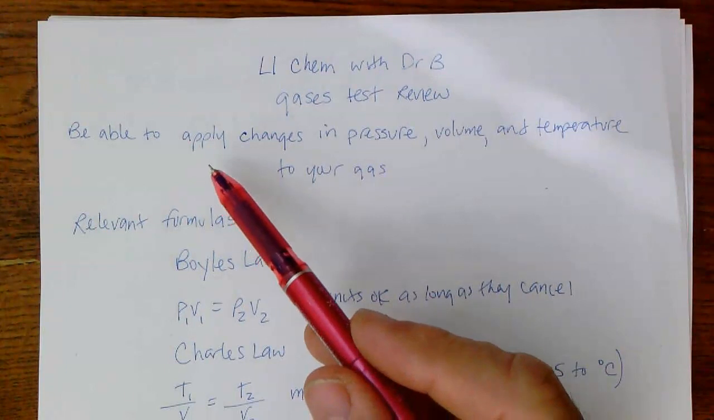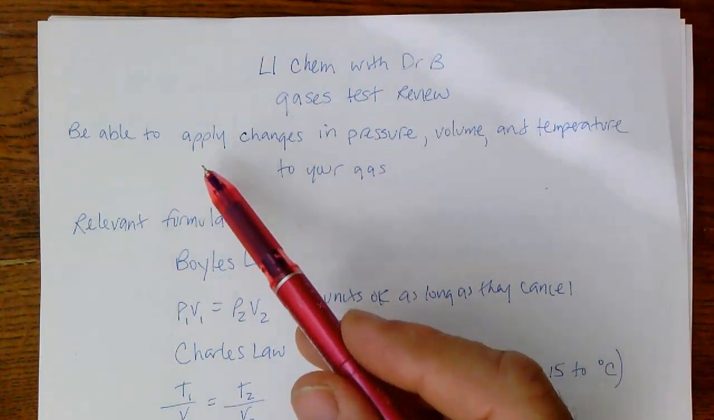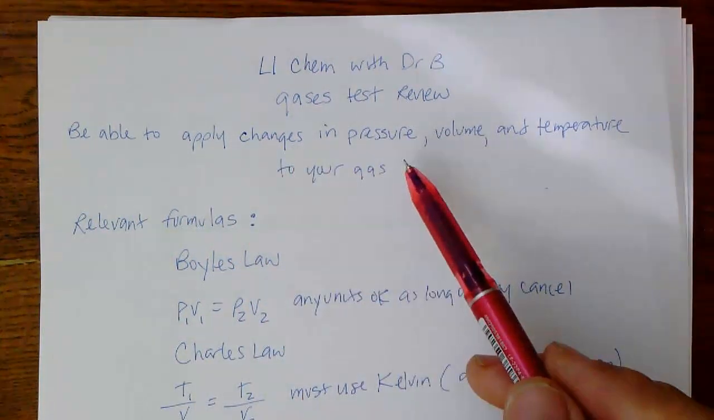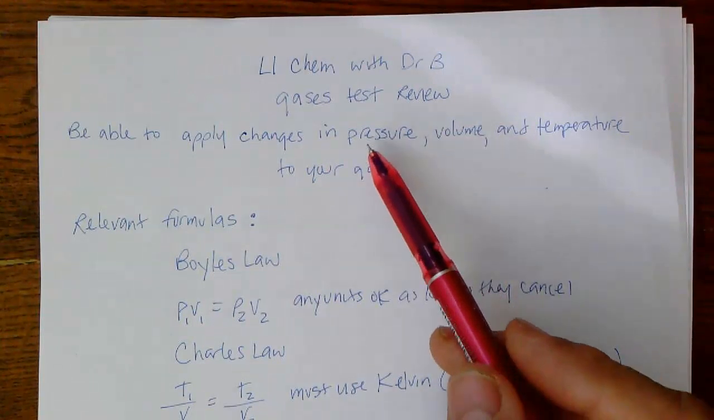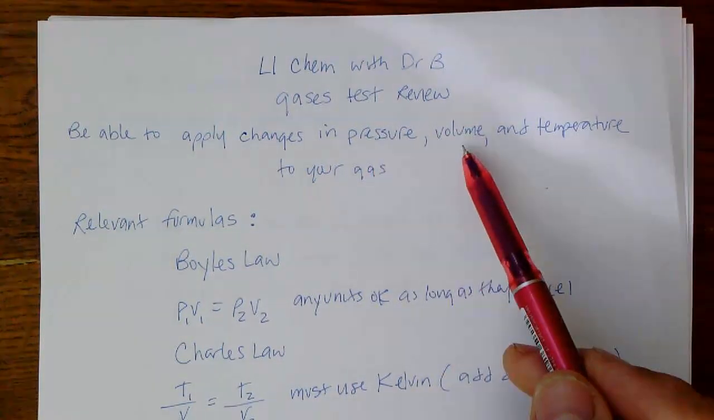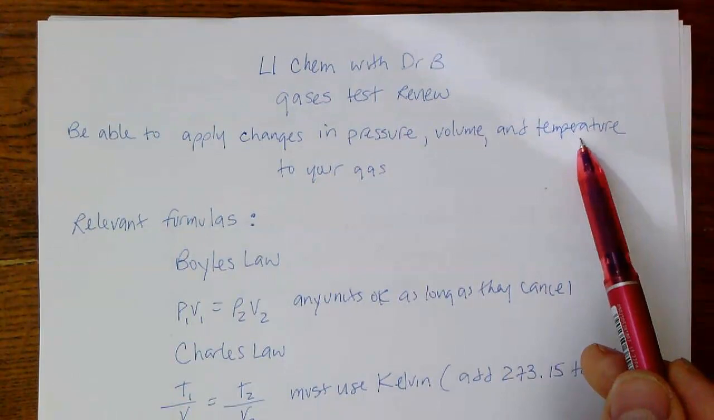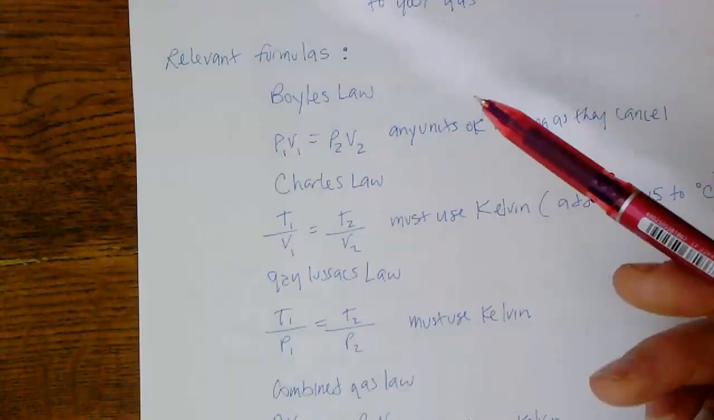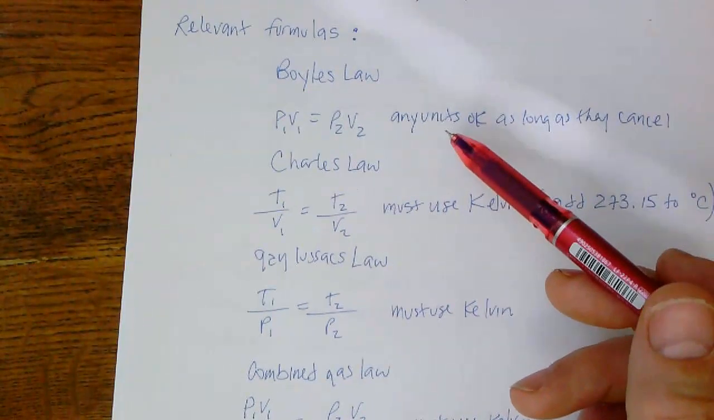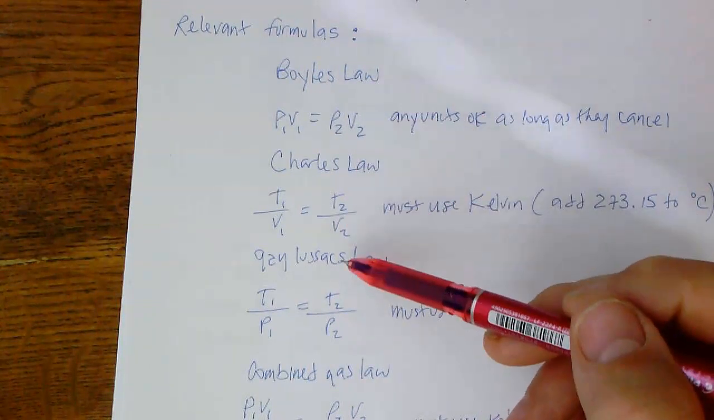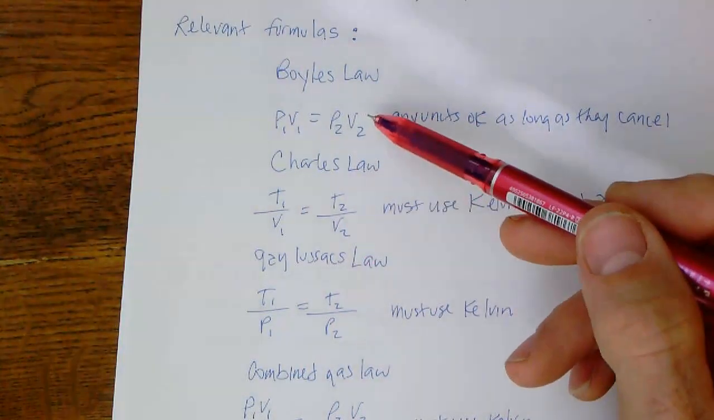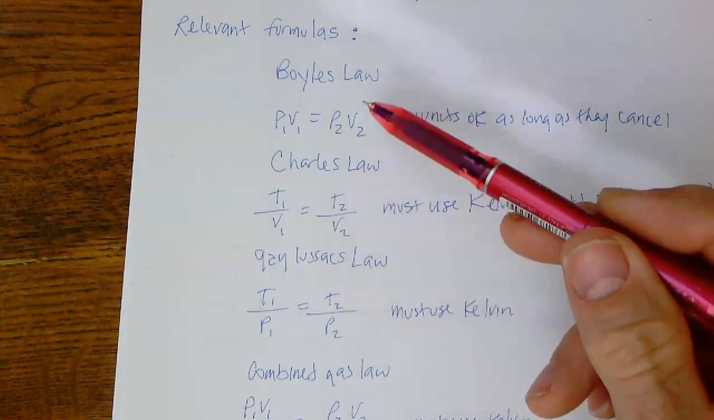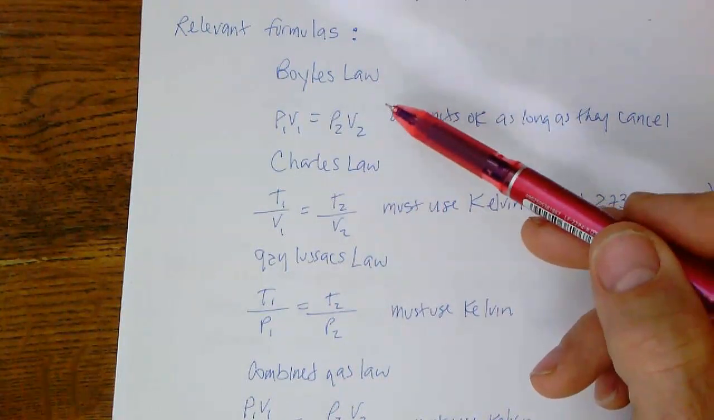Each of you has been given a gas, and you should know how to apply some changes to that gas to see what will happen. The changes can be pressure, volume, or temperature, and the relevant formulas you should know are Boyle's law, Charles' law, and Gay-Lussac's law. Those involve changes in pressure, volume, or temperature where one of them remains constant.